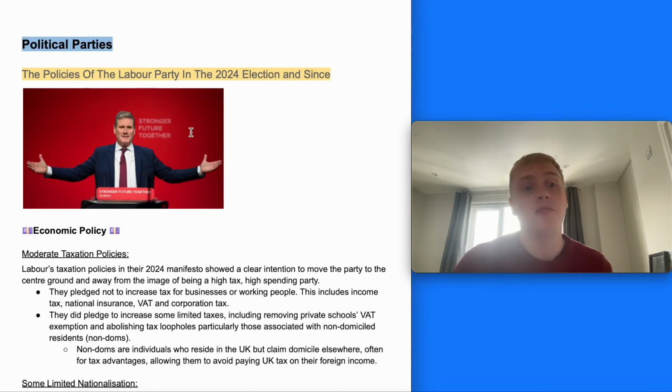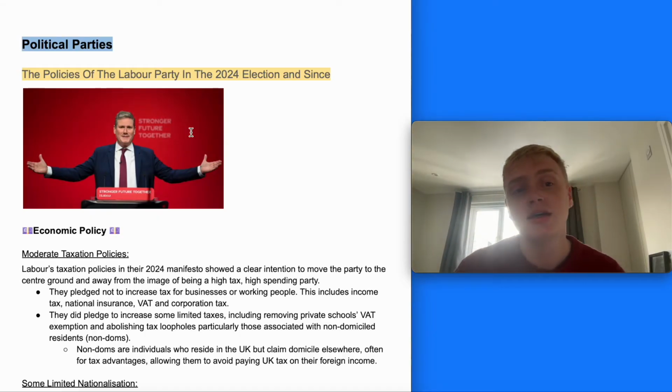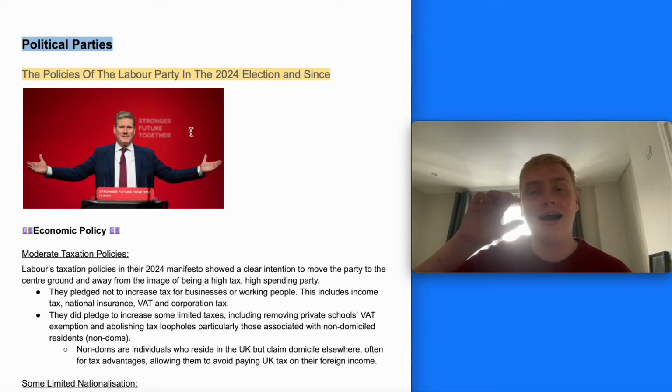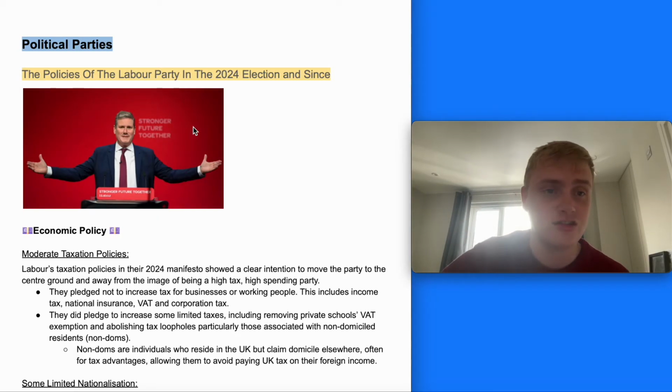What we're going to have a look at now then is political parties. We're going to look at the policies in the manifestos of Labour, the Tories and the Lib Dems, as well as a couple of the minor parties. I'm also going to look, for a couple of these, I think it's the Lib Dems and Reform in particular, really how they emerged and how the 2024 election really changed the narrative for them and changed their success compared to previous elections.